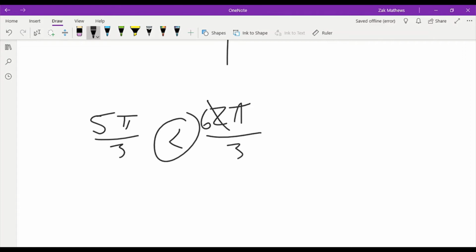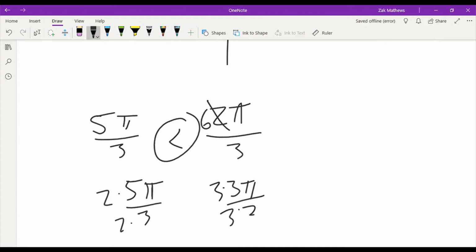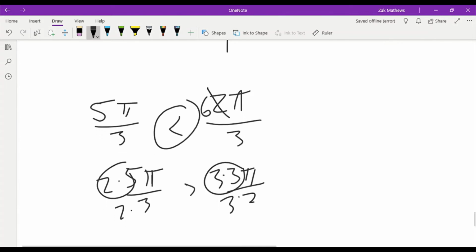If we want to compare it to the 3 pi over 2, that's when we're going to need a different denominator. I can see that my common denominator would be 6, so I'd have to multiply this by 2 and this by 2 as well, and this by 3 and this by 3, and so I'd have 10 pi and I'd have 9 pi, obviously this one a little bit bigger. So that 5 pi over 3 is going to be in the 4th quadrant.